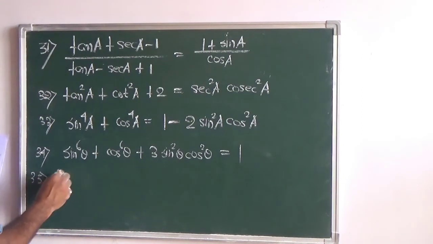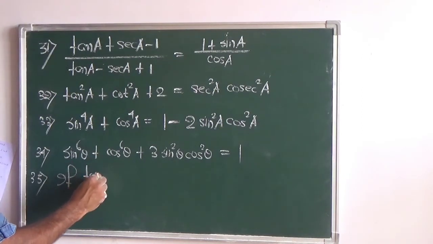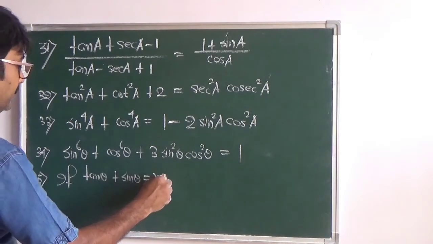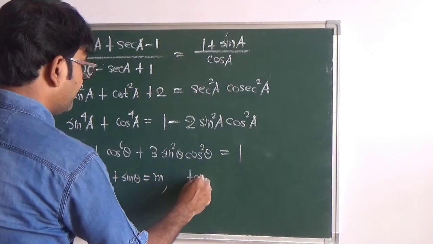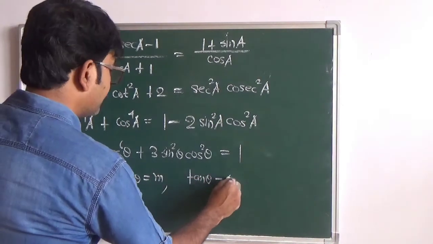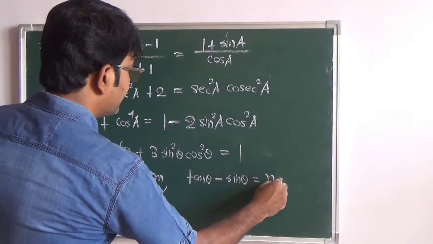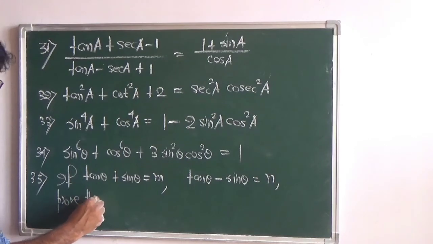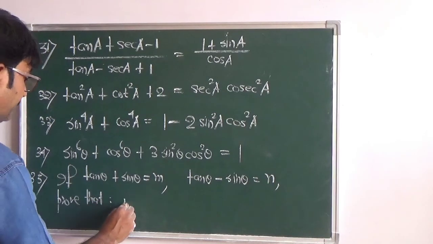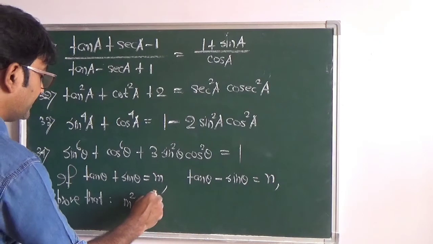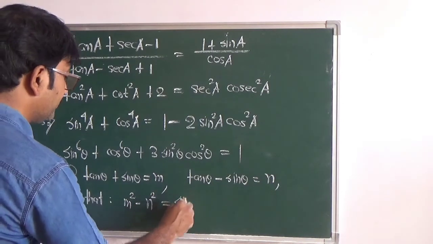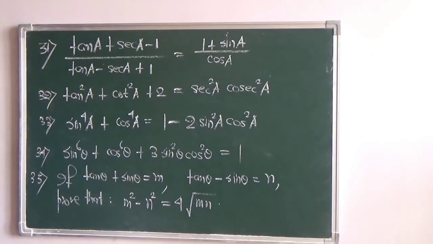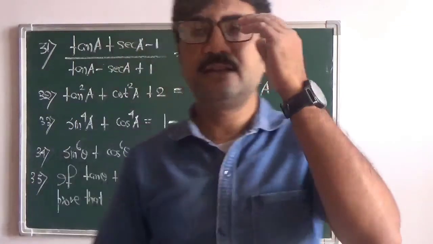And one more question: if tan theta plus sine theta is equal to m and tan theta minus sine theta is equal to n, prove that m square minus n square is equal to 4 root over mn. So these are the 5 questions. You try at home and see that you can solve them.